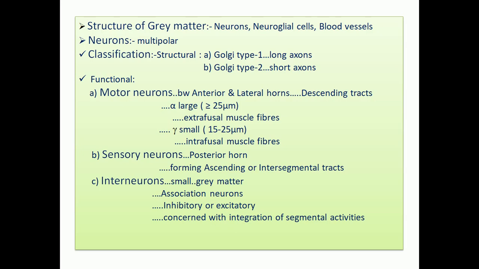Golgi type 1 has a long axon, which can leave the grey matter and form the anterior nerve roots or form the nerve tracts, while Golgi type 2 has a short axon, which remains within the grey matter as intrasegmental or intersegmental neurons.